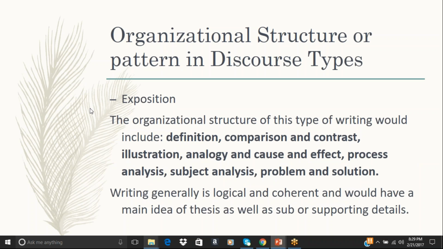For the organizational structure for exposition, there is definition, comparison and contrast, illustrations, analogies, cause and effect, process analysis, subject analysis, problem and solution. Did I say cause and effect? Yes, I did. All right, so these are some things that would be linked to exposition. Please be on the alert, however, because as we started out our meeting tonight by stating that there is no pure genre of writing, the same things that I've mentioned here can actually be employed in argumentation or persuasion as well.